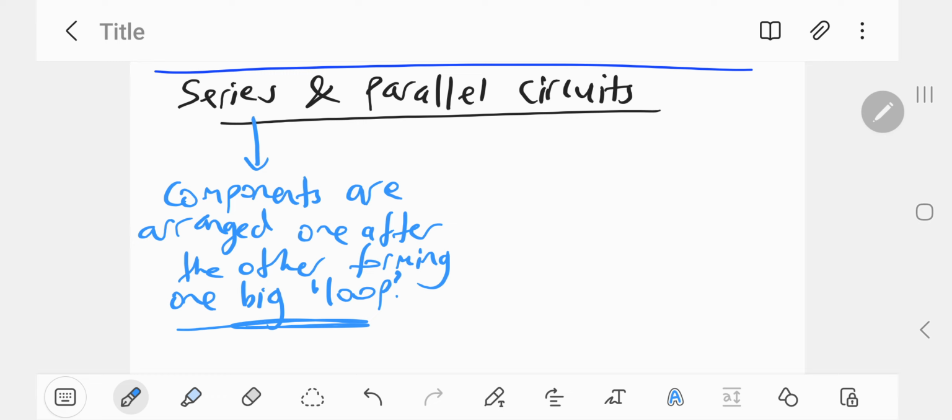Think of a TV series. You've got seasons, they come one after the other, right? They come in series consecutively. Same thing with components in a series circuit. We'll draw a quick sketch here.